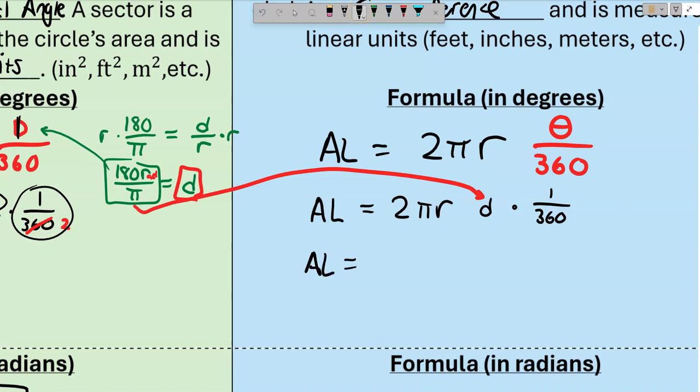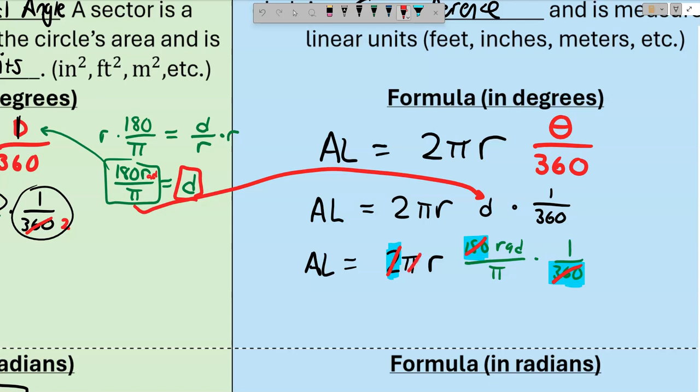So what do we end up with here? Well, we're going to get 2 pi radius, and then we're going to have our new 180 times radians over pi times 1 over 360. So what now happens here? Well, we have the number 2, we have the number 180, we have the number 360. 2 times 180 is 360, and then divided by 360 means that all of that cancels.